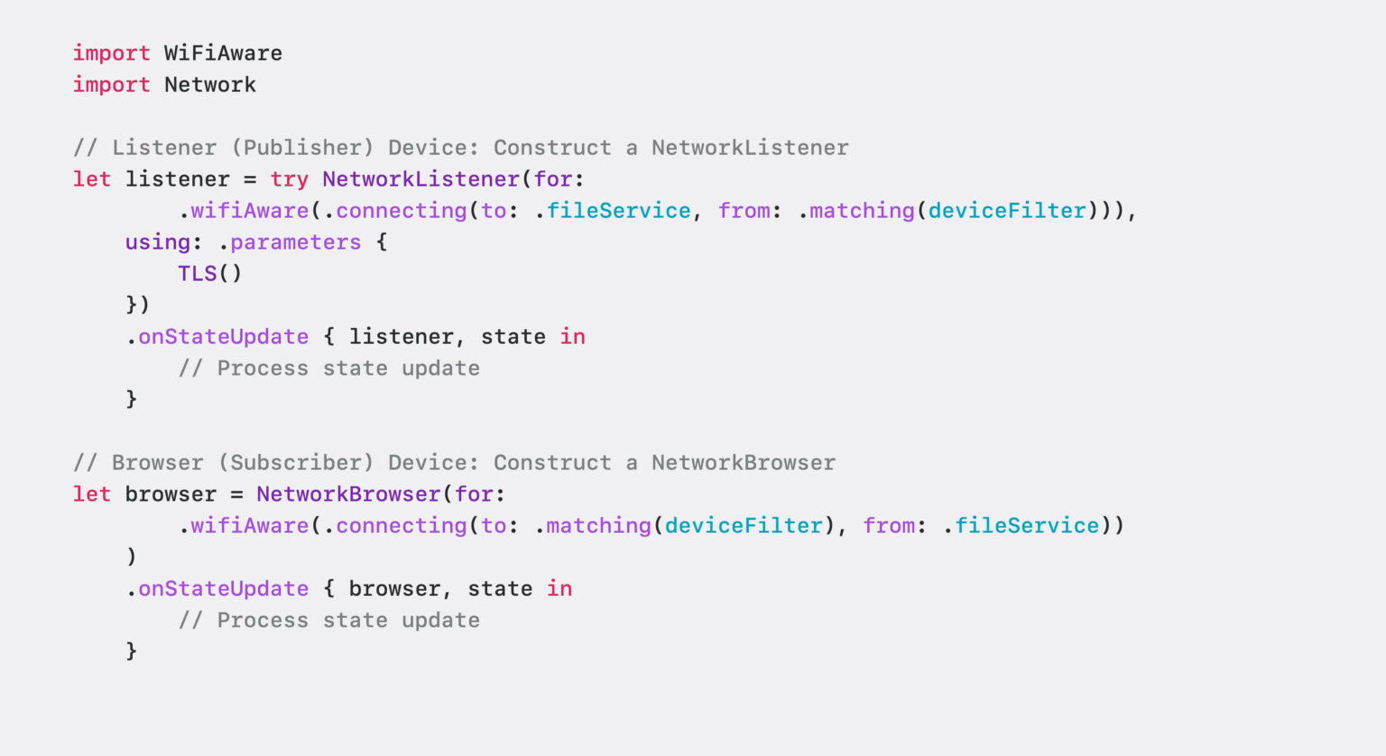To construct a NetworkListener, provide the service object and device filter created earlier. The NetworkListener created in this manner will only accept connections for the specified service and paired devices that match the provided filter. In addition to Wi-Fi Aware parameters, your application can configure network parameters and set up the state update handler. Similarly, the NetworkBrowser is created using the service and device filter from earlier. This browser will only discover paired devices that are advertising the service and match the filter.